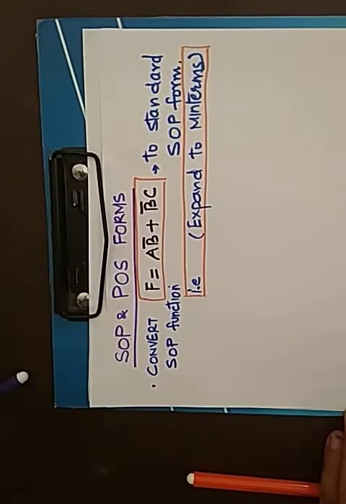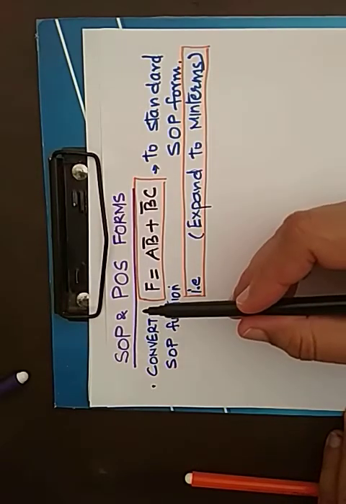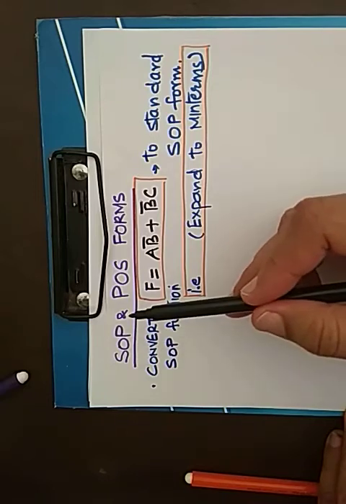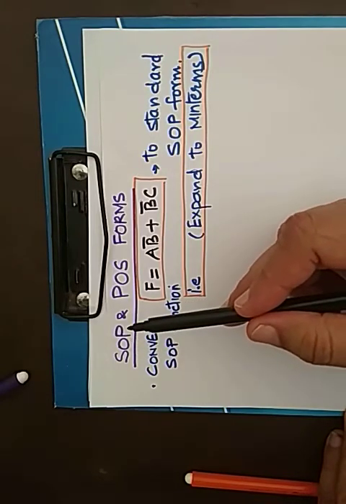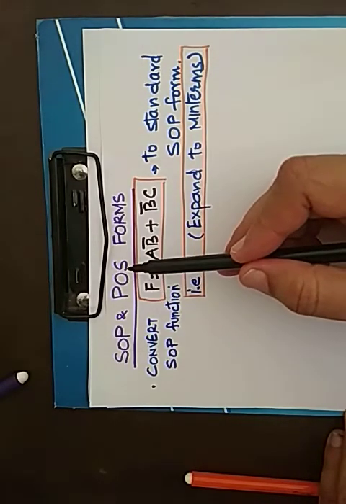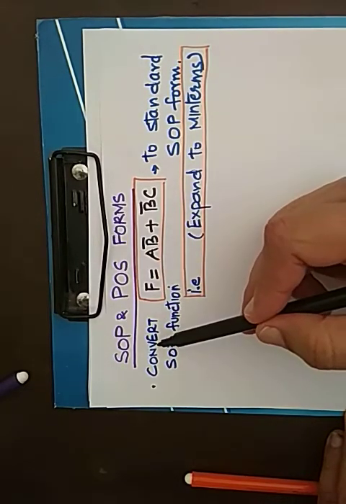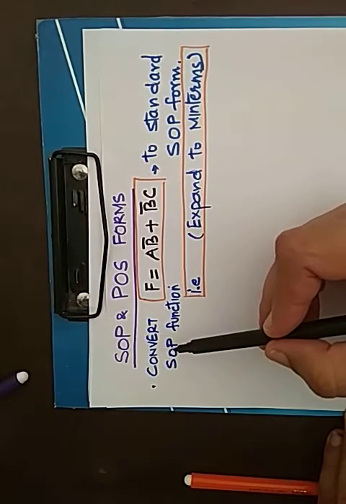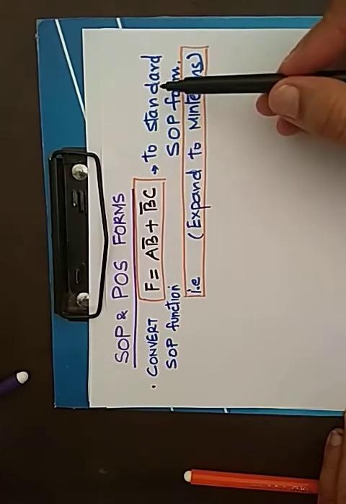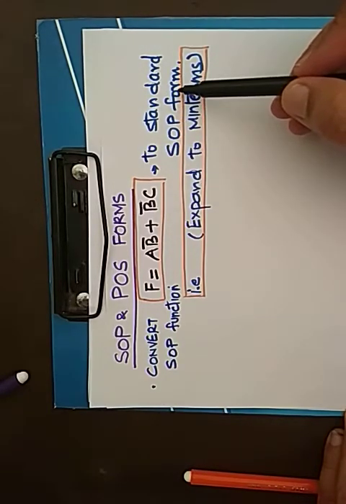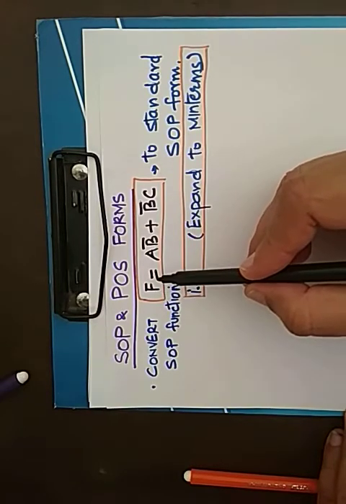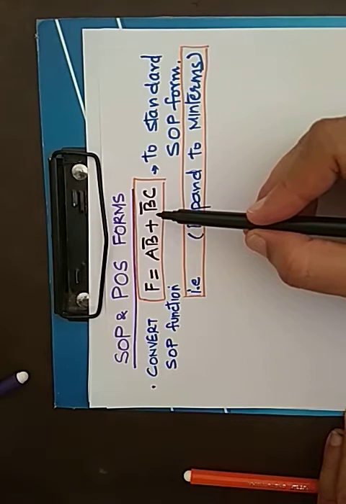Today we will discuss SOP and POS forms. We know that SOP is sum of products and POS is product of sums. Let us start with the example. Convert this given SOP function to the standard SOP form. The function given is f equal to a b bar plus b bar c.